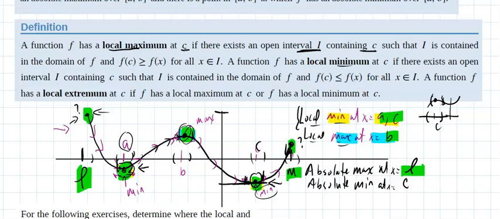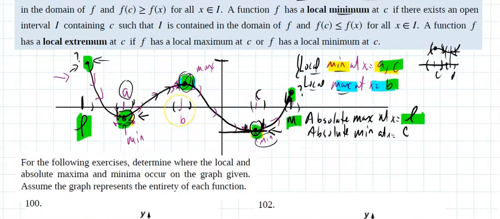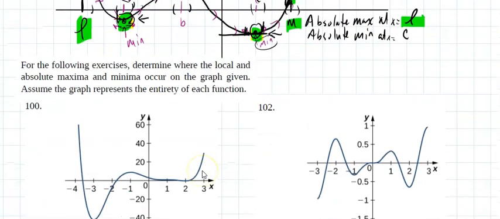And a local minimum, the same idea. If I'm looking at this point D, I say this is a minimum by taking a very small interval around it. As long as I move a bit to the right and a bit to the left, I'll be going up. That's a minimum. Extremum simply means maximum, minimum.